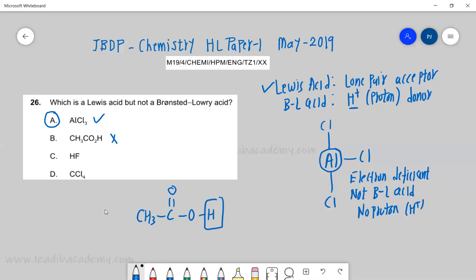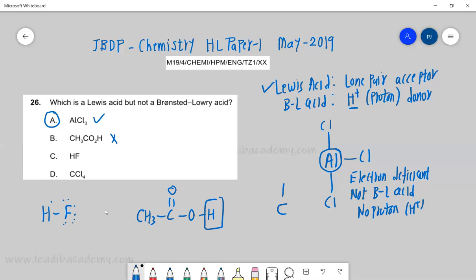What about HF? Simple. It is having a proton. Can it accept the lone pair? No. Because there is a fluorine, and fluorine is having a lot of lone pairs. So it cannot. And what about CCl4?